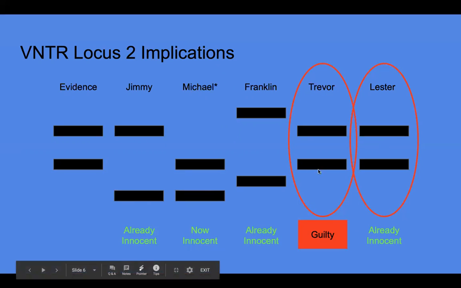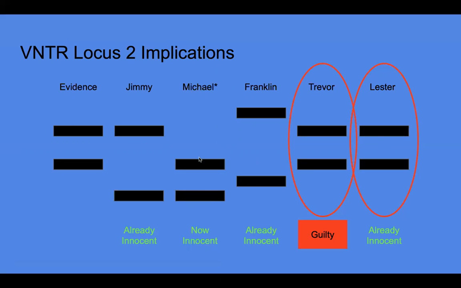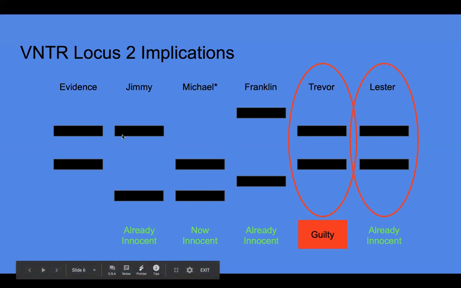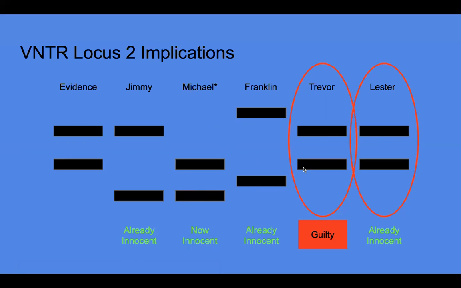Now we can turn our attention to the only 2 remaining possible guilty parties from the first gel, which are Michael and Trevor. Michael does have 1 allele that matches, but since he doesn't match both, we have determined that he must be innocent too, after all. Trevor, however, matches both alleles yet again. He is now the only person left who can't prove his innocence to the crime.